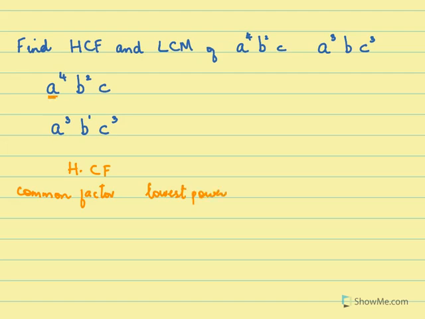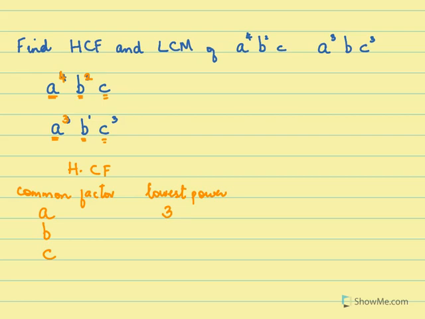Now let us choose the common factors. There is A in the first, there is A in the second, so we put A here. There is B in the first, there is B in the second, so we put B here. There is C here and there is C here too. So we've written the common factors. Now we need to write the lowest power. For A, which is the lowest power? In the first case it is 4, in the second case it is 3. So the lowest power is 3.